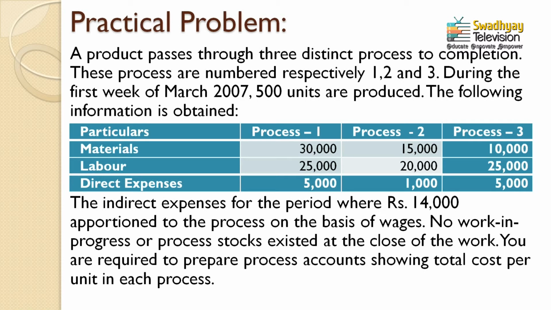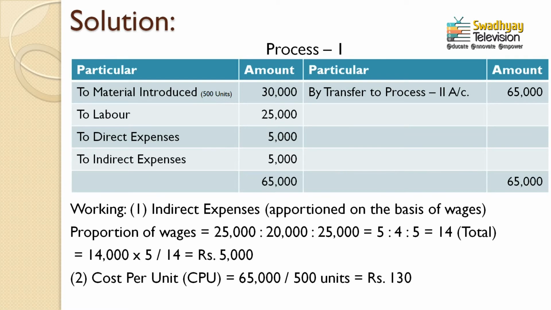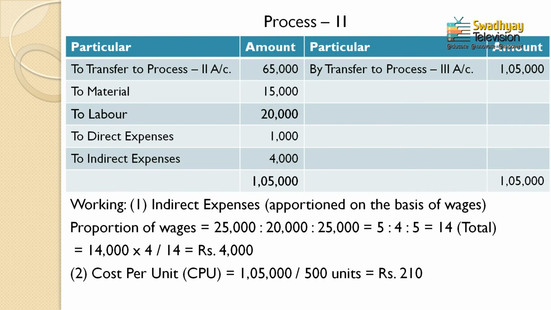These three expenses are going to be recorded in the process 2 account debit side. See the debit side of the process 2 account: material, that is 15,000, labor, that is wages, 20,000, and direct expenses, rupees 1,000. All these three expenses are taken from the respective table and question, and all are recorded on the process account debit side.